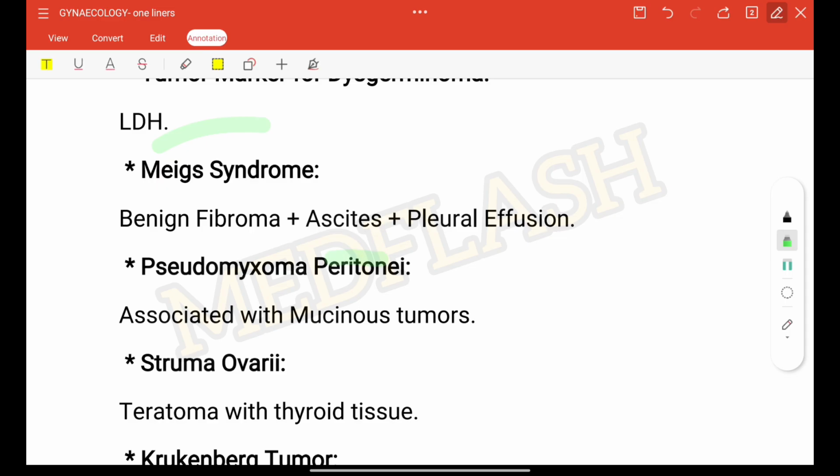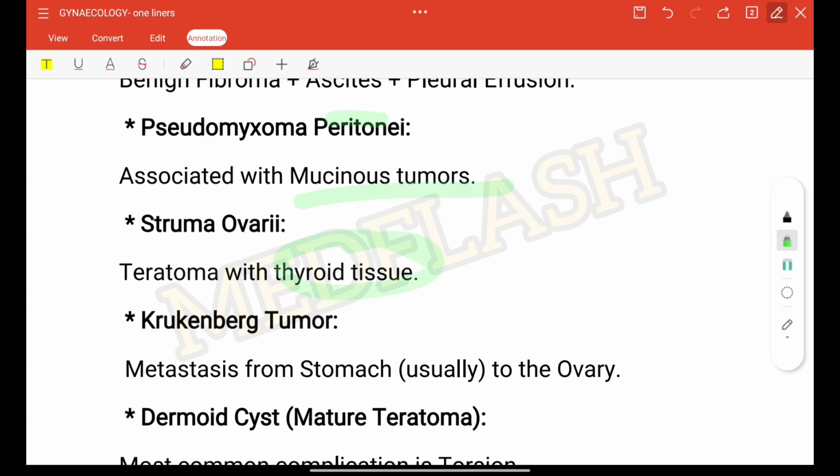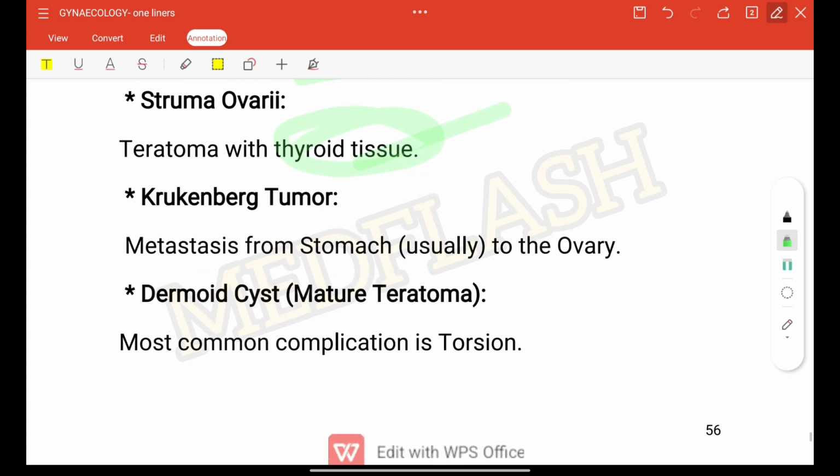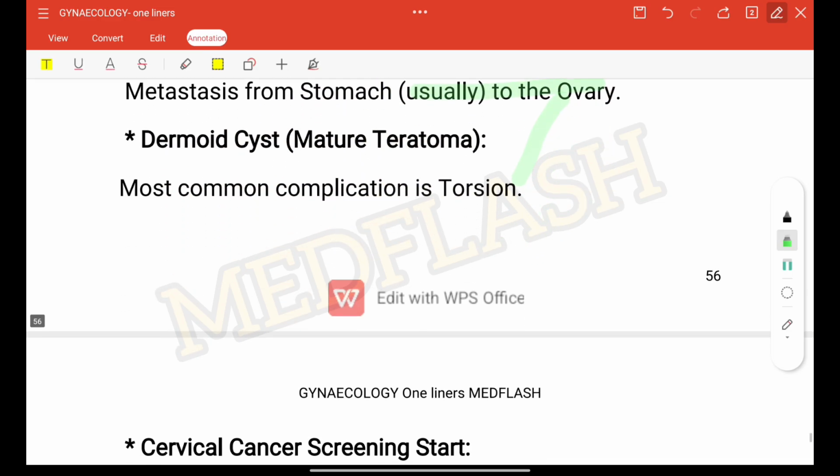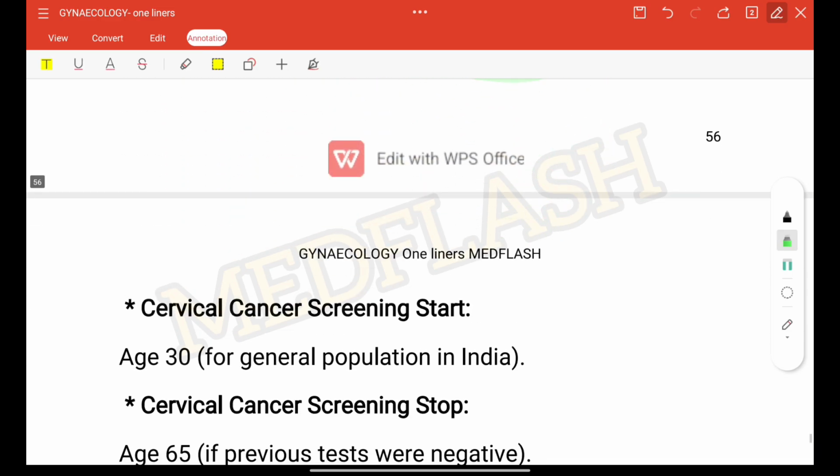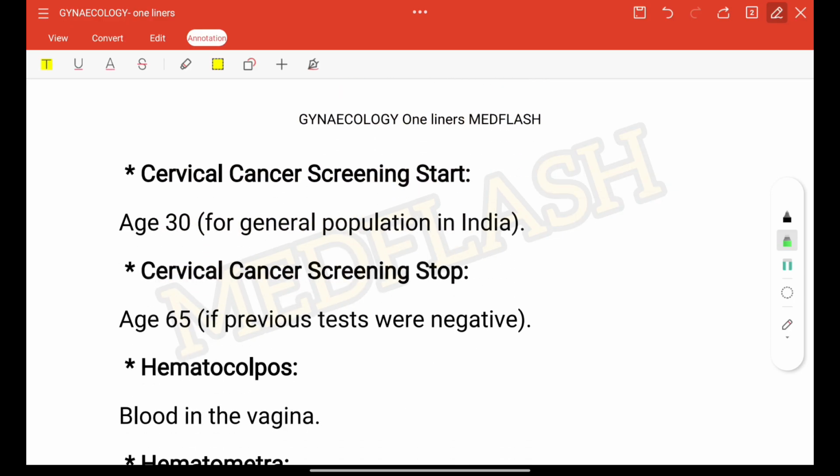Pseudomyxoma peritonei associated with mucinous tumors. Struma ovarii, teratoma with thyroid tissue which causes hyperthyroidism. Krukenberg tumor, metastasis from stomach to the ovary. Dermoid cyst, mature teratoma, most common complication is torsion. Cervical cancer screening starts from age 30. Cervical cancer screening stops in India at age 65.